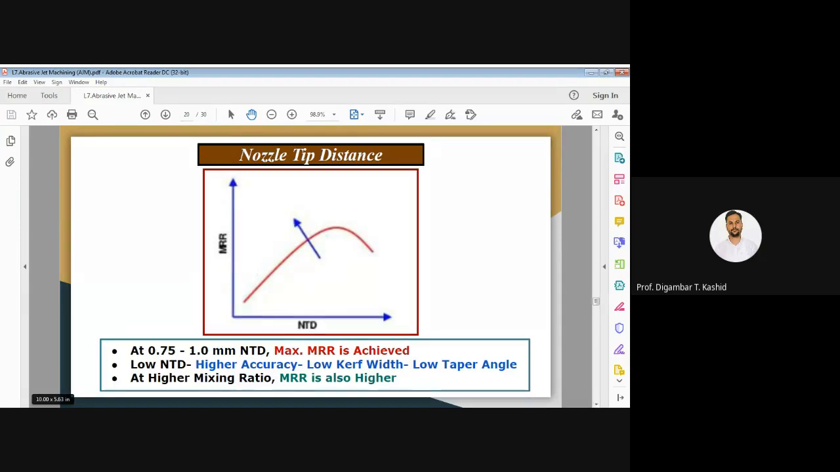As I have mentioned here, at a higher mixing ratio your material removal is also higher. That mixing ratio formula we are going to see in the next slide. So please note down this also.